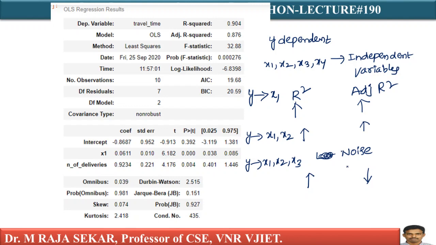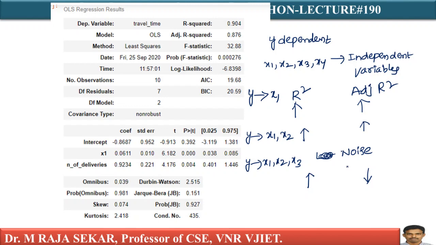Most of the time, if the value of R squared and adjusted R squared is similar, that means there is no need to include any further variable into the model. That means you have reached a good model.